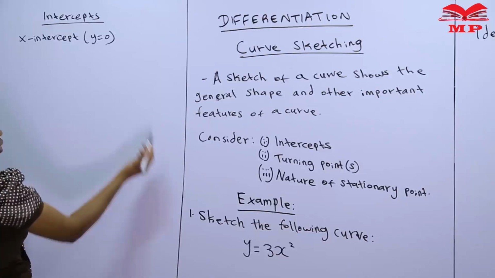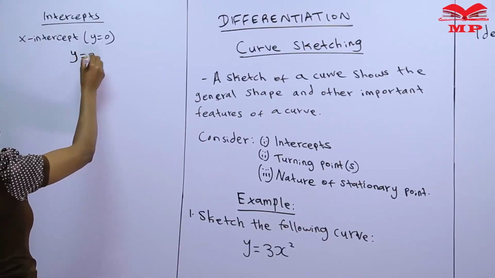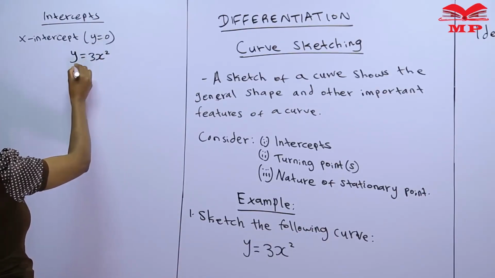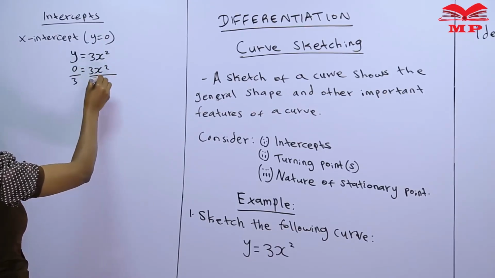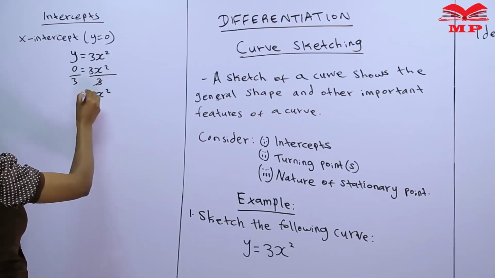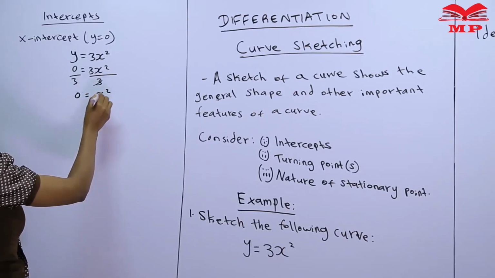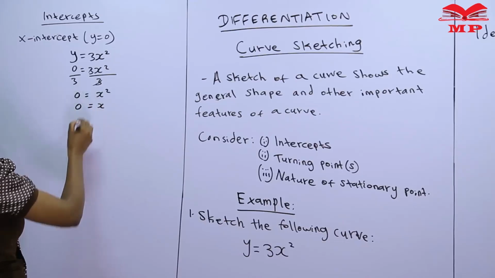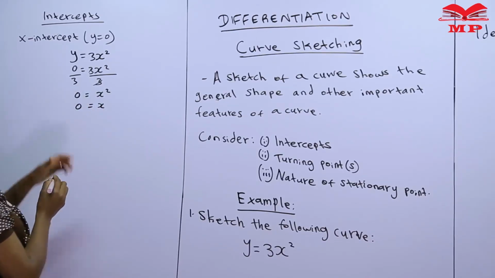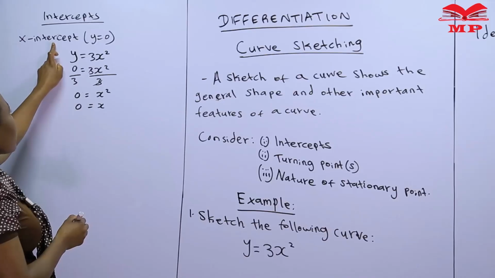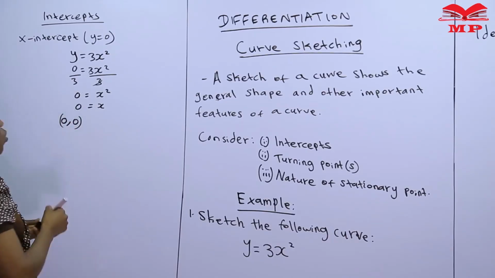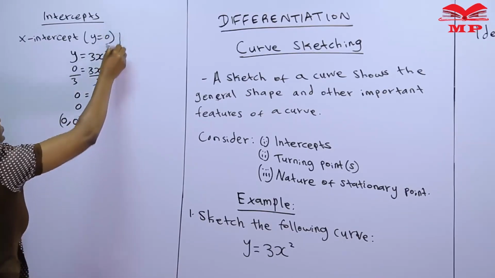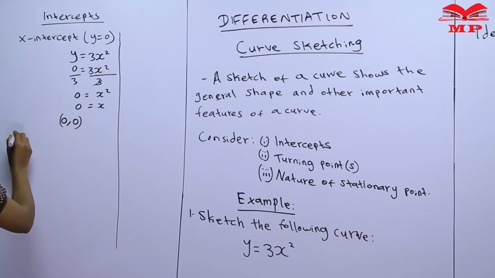So we simply come and say our curve y is equal to 3x squared. Our y is 0, so 0 is equal to 3x squared. We can divide by 3 on both sides. So we get that x squared is equal to 0, and therefore our x simply will also be equal to 0. So therefore we have the x-intercept whereby our x is equal to 0, and again our y at that point is equal to 0.